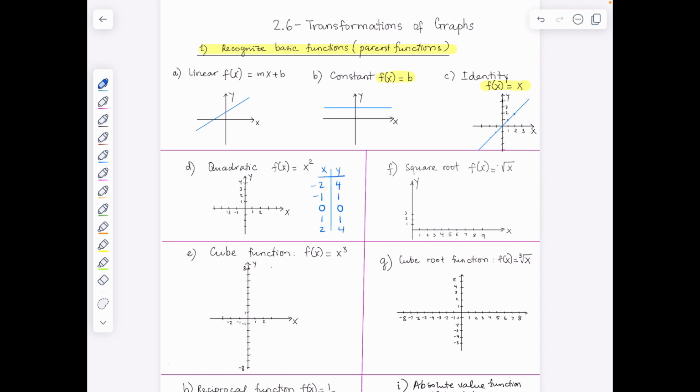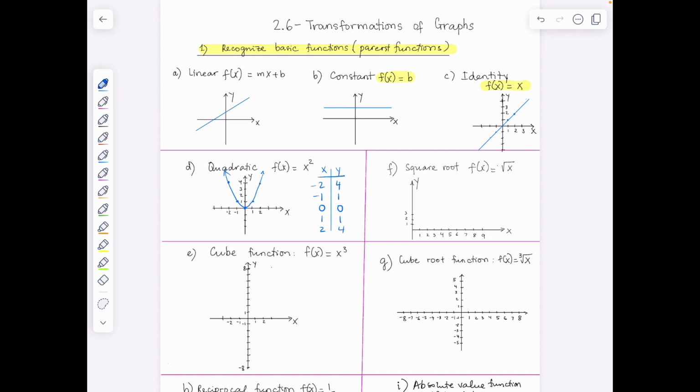So let's plot these points. We have negative 2, 4. That's this point. Negative 1, 1. 0, 0. 1, 1. And 2, 4. And connect these dots. You should get a parabola, with the vertex being at the origin.